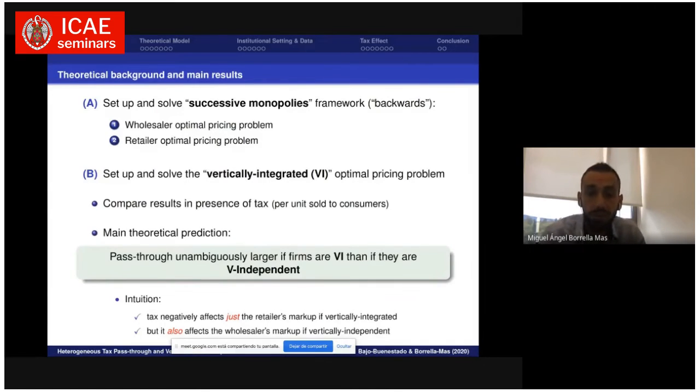Our main theoretical prediction says that the pass-through is unambiguously larger if firms are vertically integrated compared to the case in which both firms are vertically independent entities. The result is directly linked to the double marginalization problem, because the tax negatively affects just the retailer's markup if there is only one vertically integrated firm, but it also affects the wholesaler's markup if they are vertically independent.